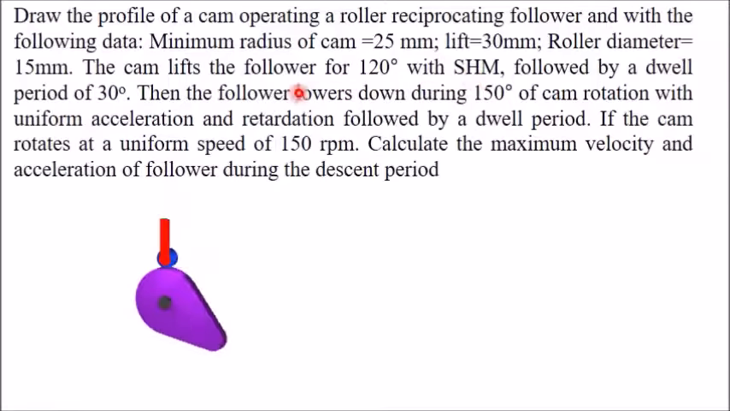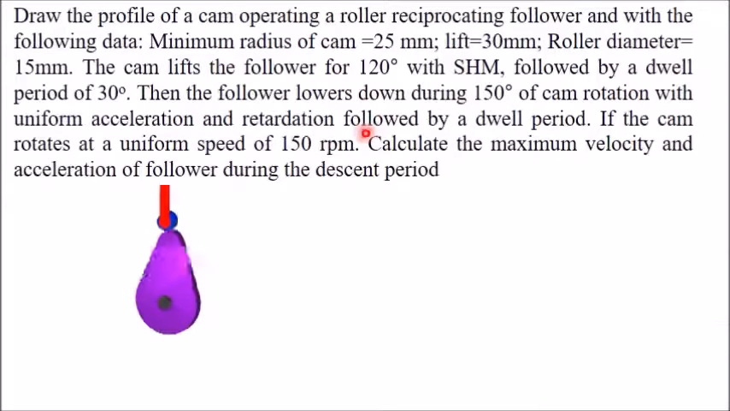So the angle of ascent is 120 degrees and the motion is simple harmonic motion, followed by a dwell period of 30 degrees. Then the follower remains in its position for the next 30 degrees of cam rotation. After that, the follower lowers down during 150 degrees of cam rotation, so the angle of descent for the cam is 150 degrees with uniform acceleration and retardation. So the type of motion is uniform acceleration and retardation.